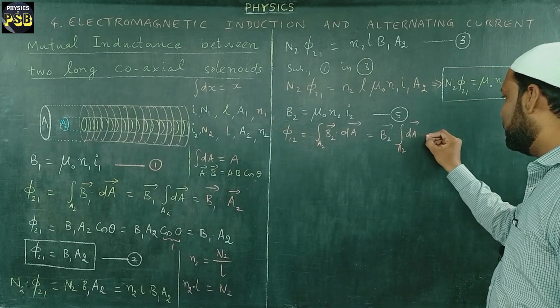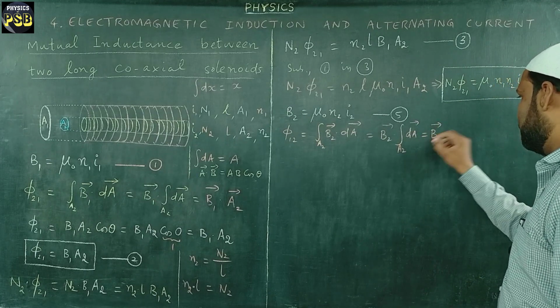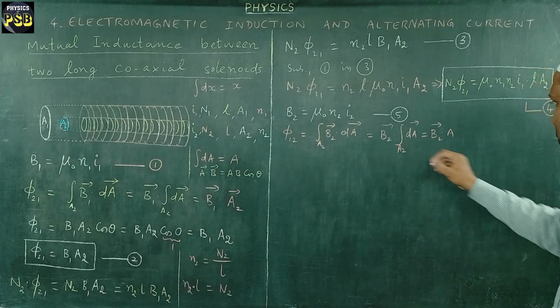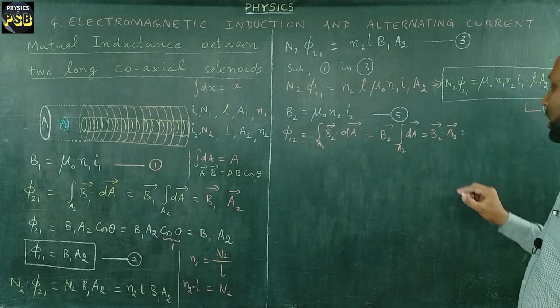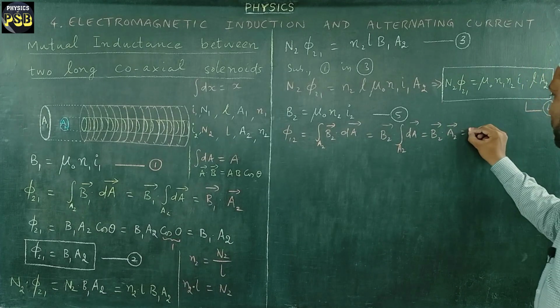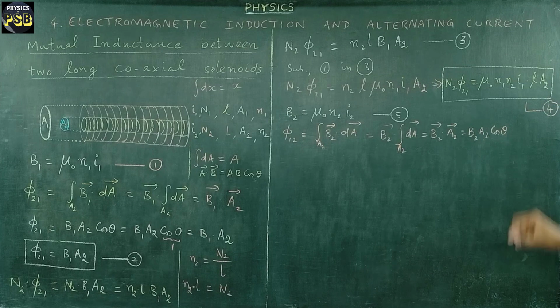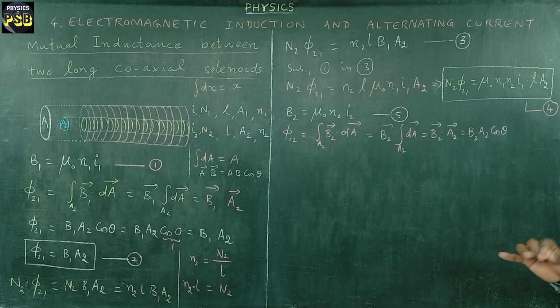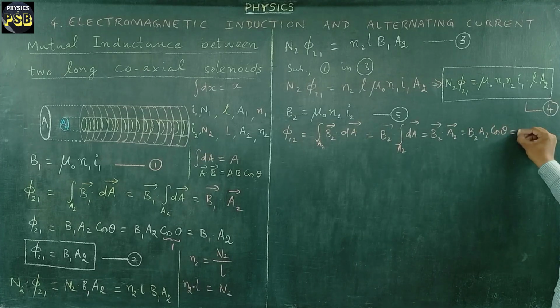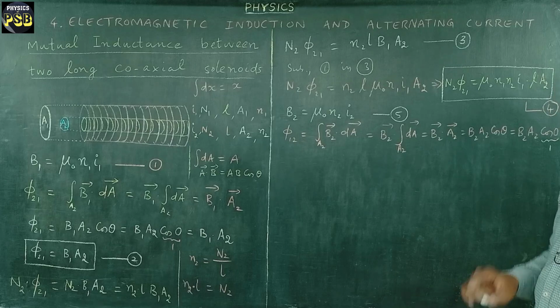When I integrate the dA vector, it becomes A, and it represents the A2 vector. After that, the dot product of vectors is written as B2 A2 cos of the angle between them. Here theta is the angle between the magnetic field and area, and it is found to be 0. So I write B2 A2 cos of 0, and cos of 0 gives the value 1.